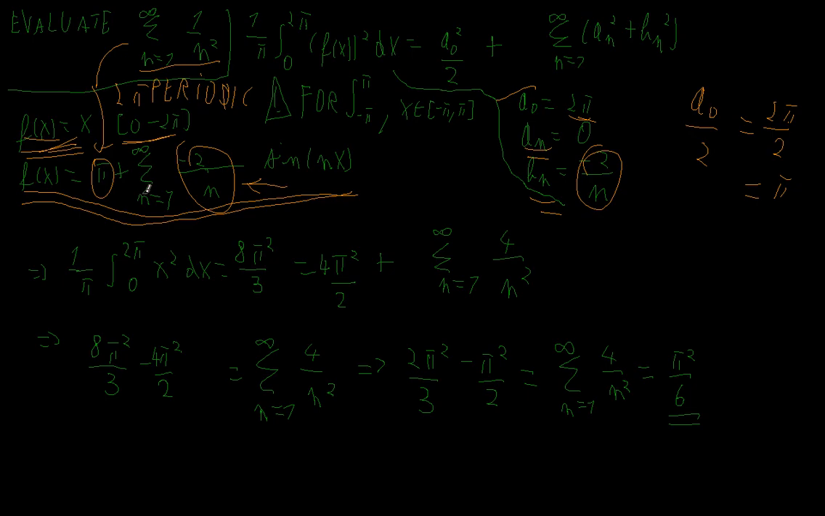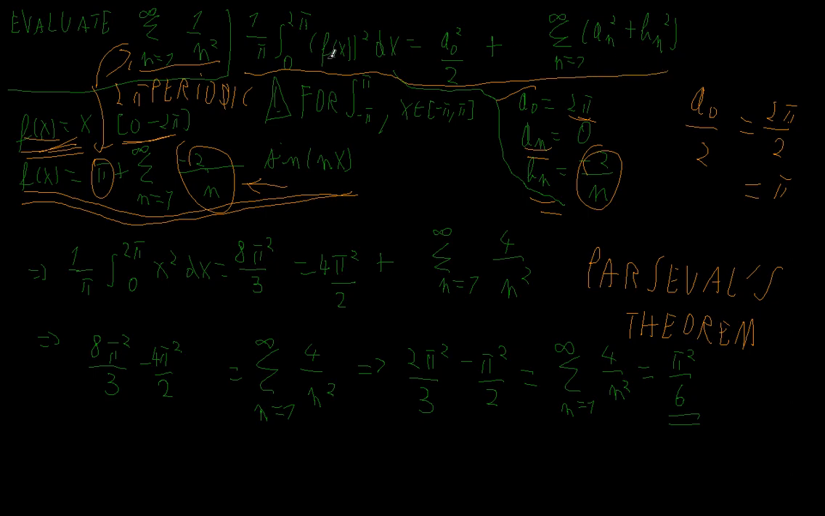To evaluate this sum, my first step will be to evaluate this sum here. My first step will be to use Parseval's theorem, which states the following. So it's here: 1 over pi times the integral from 0 to 2 pi of f of x squared dx is equal to a sub 0 squared over 2 plus the sum from n is equal to 1 to infinity of a sub n squared plus b sub n squared.